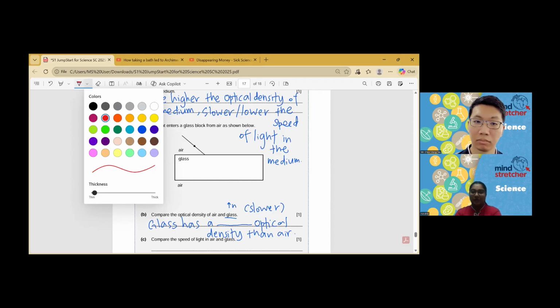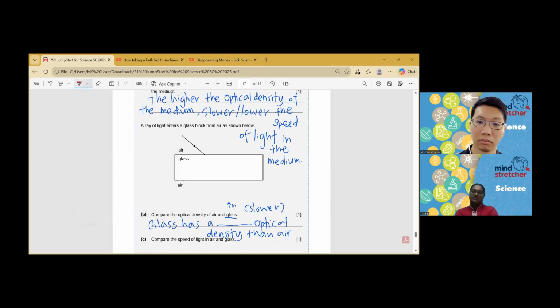Yeah, lower. Oh, I told you. That is denser than air. Okay, high. Okay.